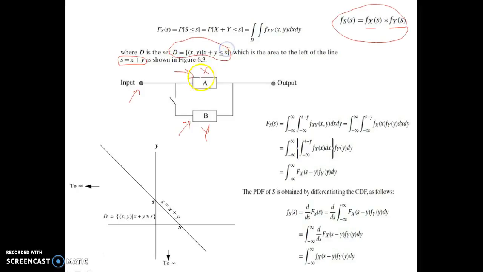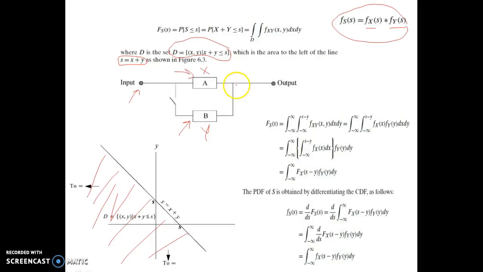So we have to first identify this region. How are we going to identify it? We know that S is equal to X plus Y, so we first draw the line for s equal to x plus y. This is the graph of x plus y equal to s, a straight line. Our region is x plus y less than or equal to s, which is simply the region behind this line, this complete region.